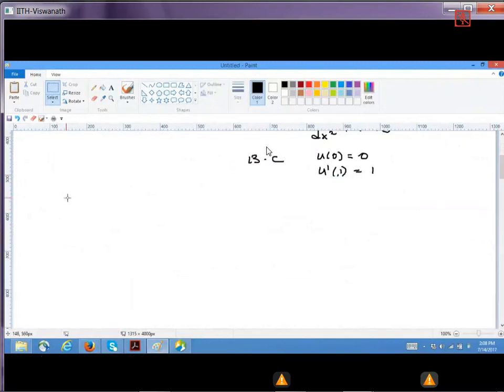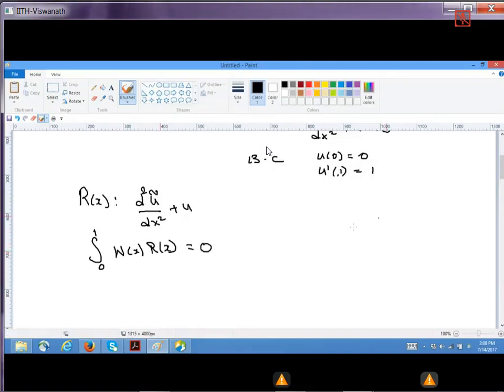Okay, so in the method of weighted residuals, the residue is defined as d square u tilde by dx square plus u. Now we want to integrate over the domain with some weight. This residue has to be equal to 0. This is simply the method of weighted residuals.